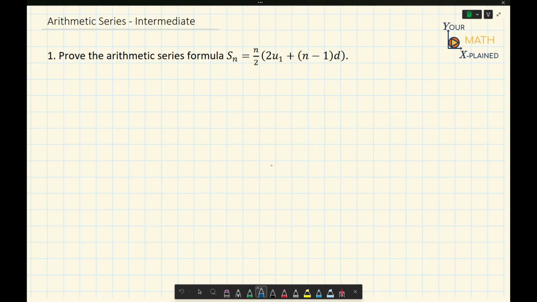Today, we aren't just practicing questions. We're going to formally prove the arithmetic series summation formula from scratch without using induction. Then we're going to tackle two advanced elite level exam problems that blend arithmetic series with logarithms and systems of nonlinear equations.